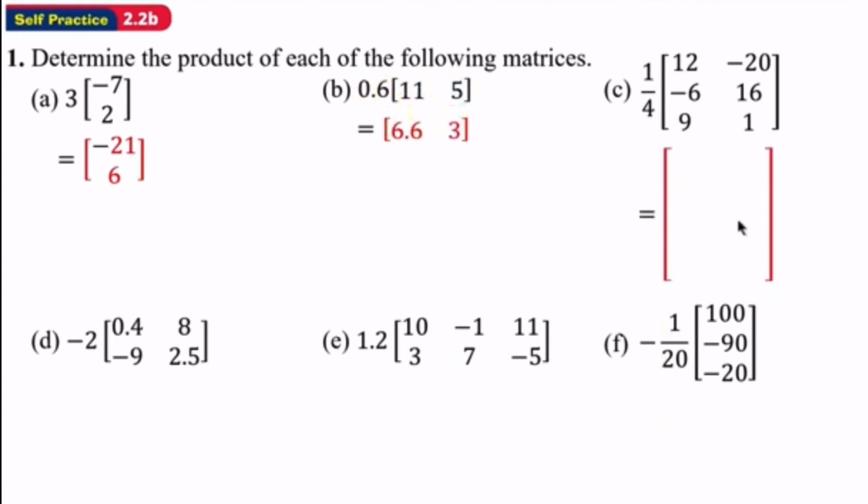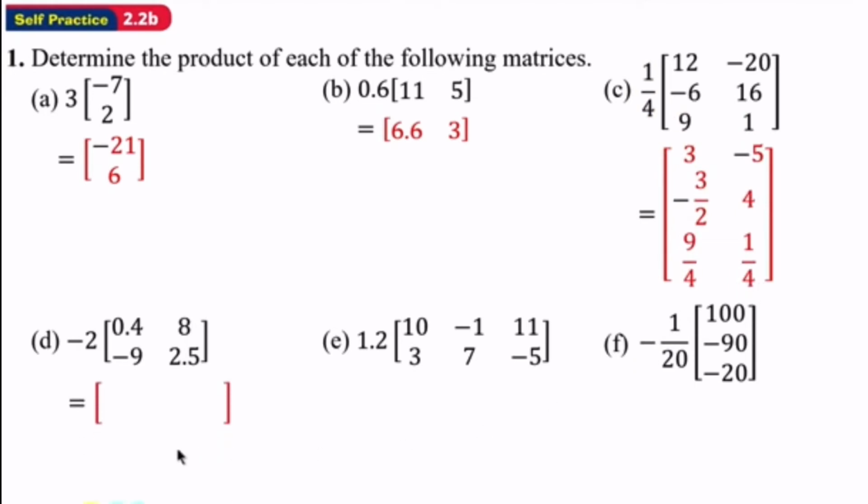And then for C, you will take 1/4 multiplied by 12, right? One by one, you will have to multiply all the elements with 1/4. 1/4 times -20, the answer is -5. And 1/4 times -6, you will get -3 over 2, and then 1/4 times 16, you will get 4. Then 1/4 times 9, you get 9 over 4, and again 1/4 times 9, you get 9 over 4, right? And finally 1/4 times 1, you get 1 over 4. So that is how you multiply the matrix by a number.